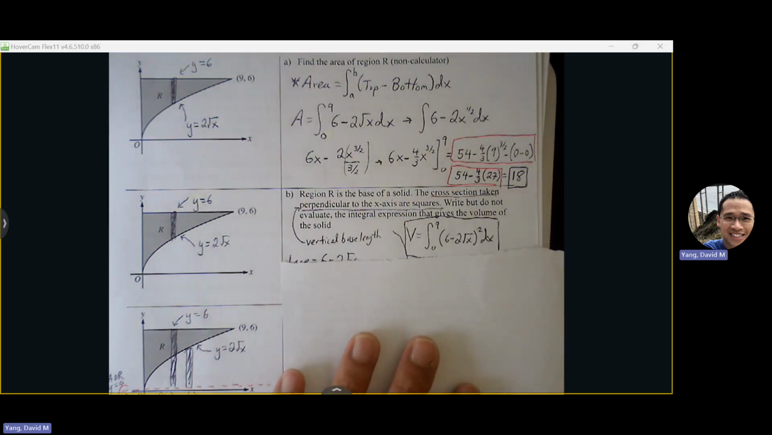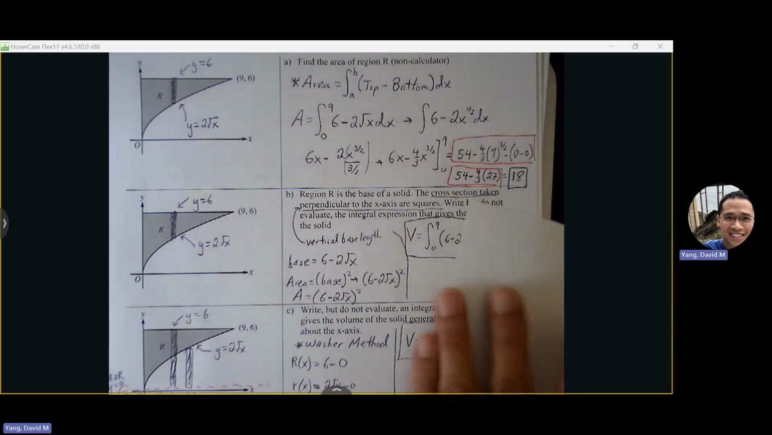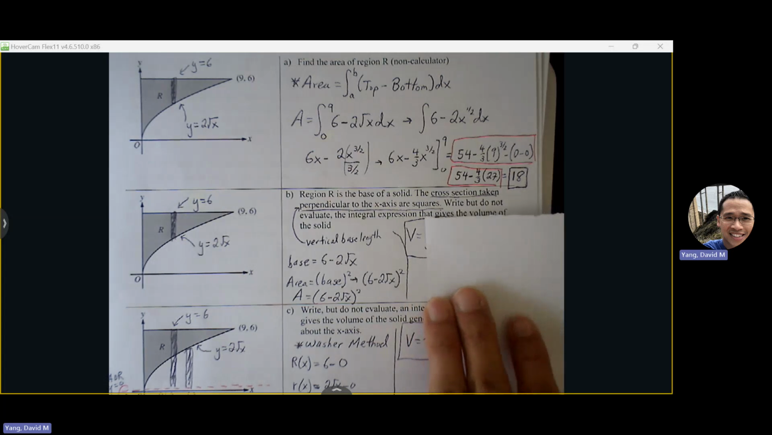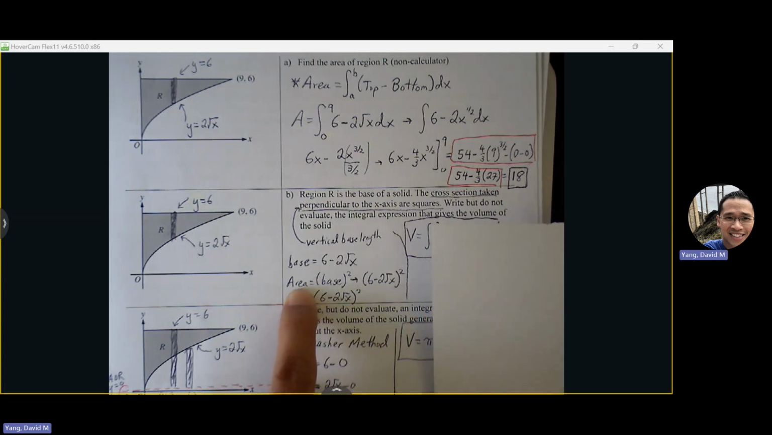But then after we get that 6 minus 2 root x, we're now moving on to our area component, right? And we want to build squares out of it. So squares is a certain formula there, right? Base squared. There's equilateral triangle, there's semicircle, there's isosceles triangle with leg on the base. They all have base squared, but just with a different coefficient. Squares are the easiest. It's just base squared. So we take our base length, put it into our base squared, and then we have our area formula.